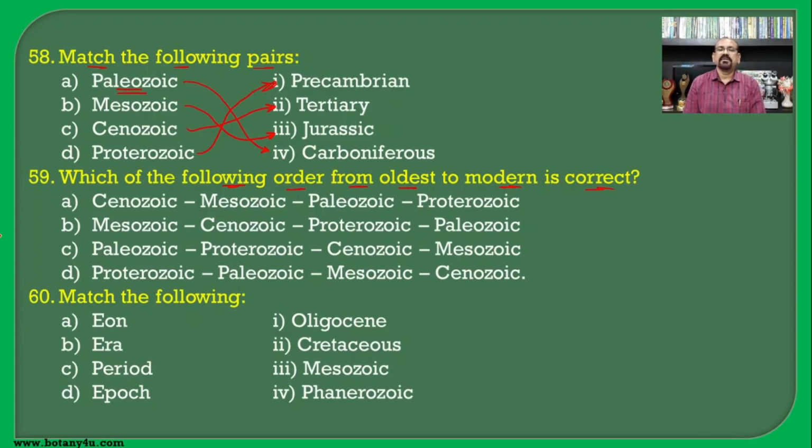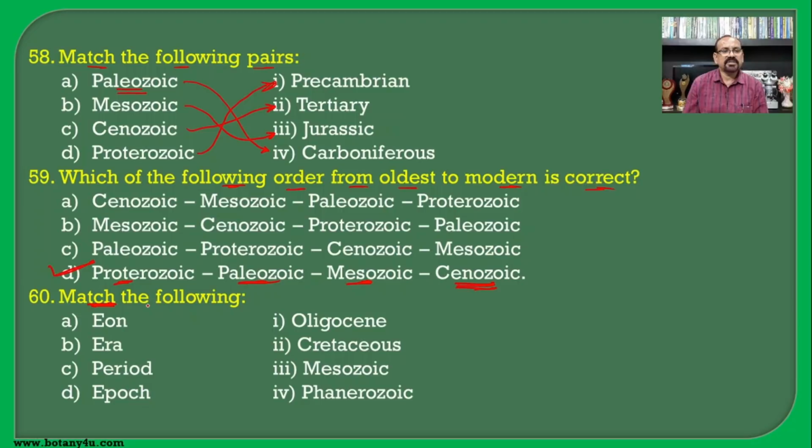Then, which of the following orders from oldest to modern is correct? Earlier we have seen the modern one is the Cenozoic. So with this alone we can say that it is the correct one, or even we can say that the first one is the Proterozoic, then Paleozoic, then Mesozoic, and then the Cenozoic, and hence D is the correct one.